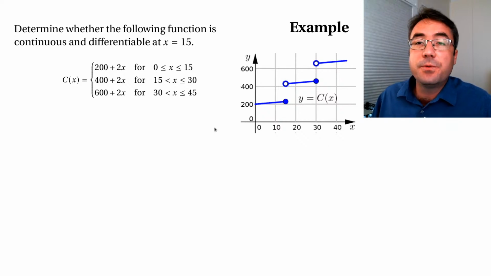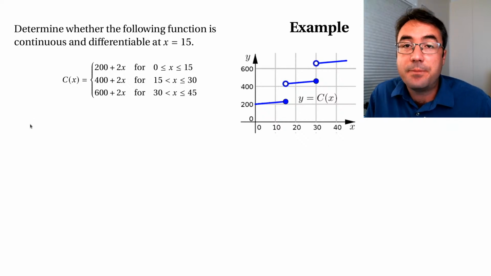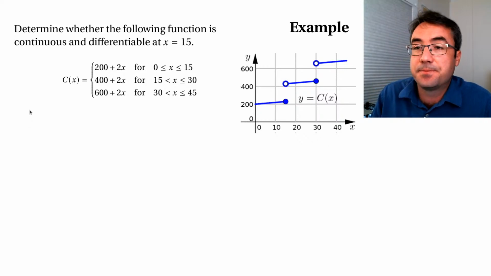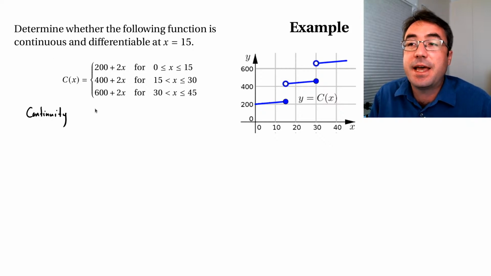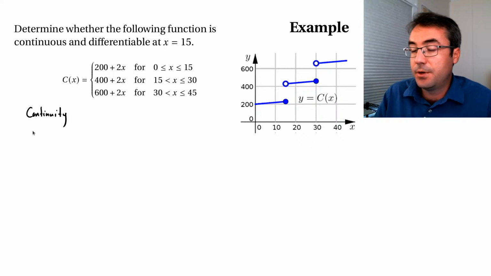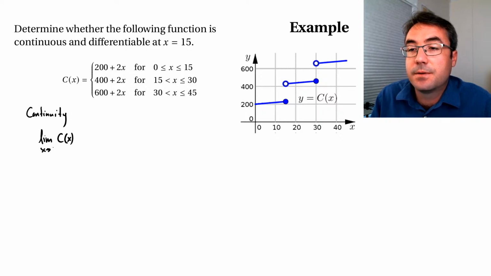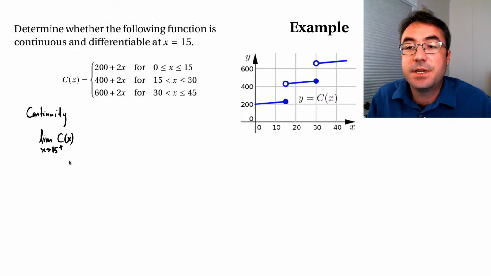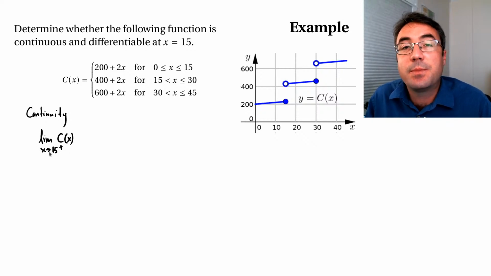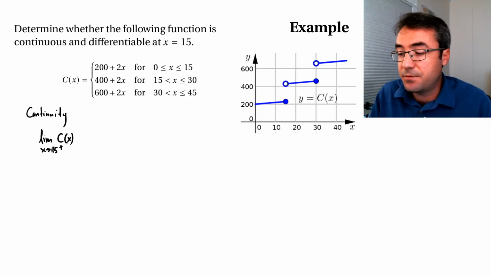So let's review how to actually show a piecewise function is discontinuous. That's what we're going to consider first. Let's say we didn't have our graph. We just had this function. What would we do? Well, we would calculate the right-hand limit of our function. We're interested in x equals 15, so let's see what happens to our function as we approach 15 from the right.